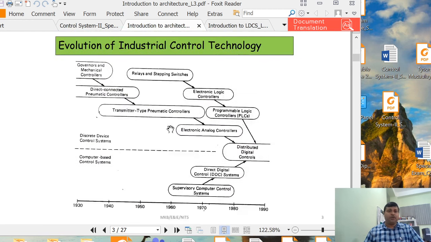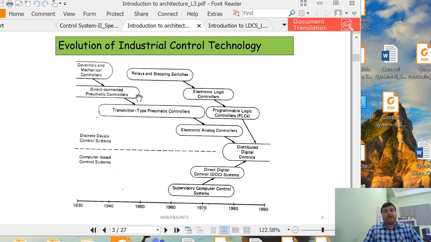Okay, this picture represents how different technologies have converged to the distributed control system. Two developments occurred in parallel: the discrete device control system and the computer based control system. Initially, in 1930, you can see that the development of controllers started with mechanical devices, so governors and mechanical controllers. The mechanical devices are used to control. Then slowly it moved to the direct connected pneumatic controllers.